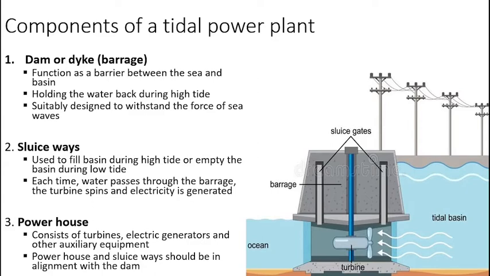And each time water passes through the barrage, the turbine spins and electricity is generated. When sea water flows into the basin, and likewise when it goes back at low tide, the turbine in between turns, and that produces electricity. Okay, and the third component is the powerhouse. This powerhouse consists of turbines, electric generators, and other auxiliary equipment. And we should note that this powerhouse and sluice gates should be in alignment with the dam.